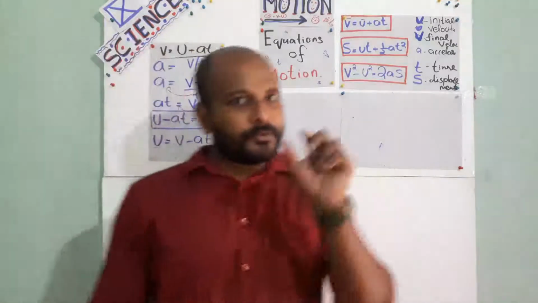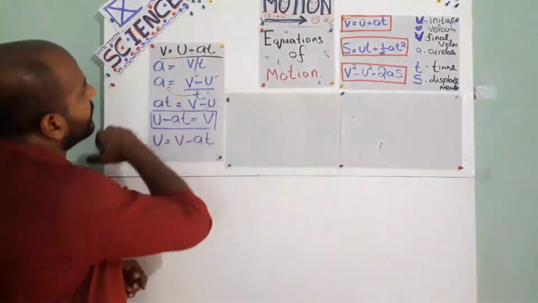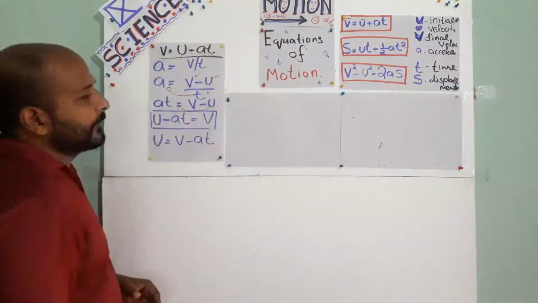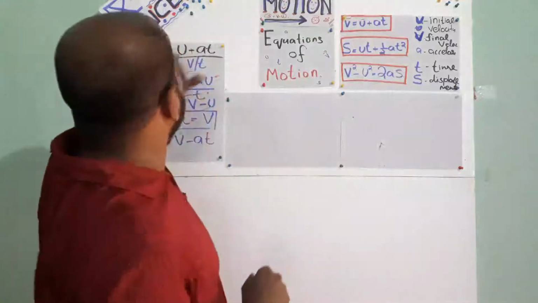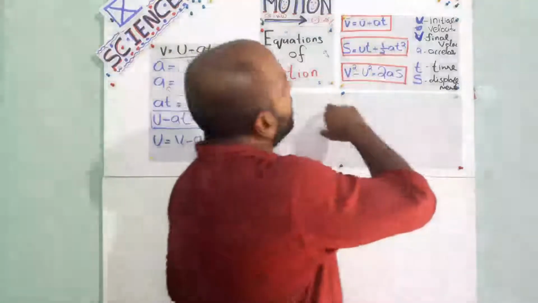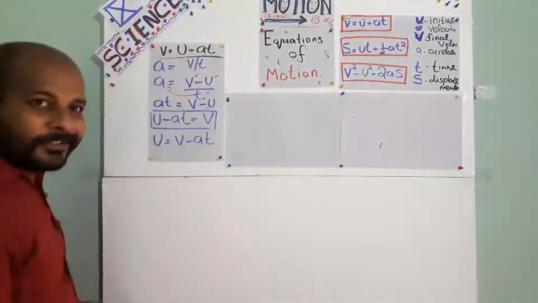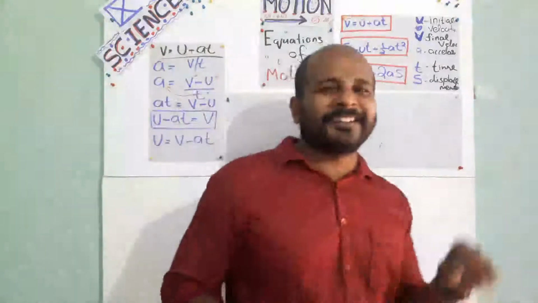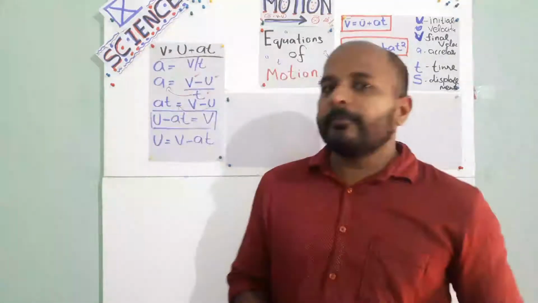You need to substitute each and every term. For example, here v is equal to u plus at. Wherever we see u, we can substitute this same formula. For example, here if we substitute u plus at, what will you get? u plus at is equal to u plus at. Okay, that's not an equation, that's a simple identity. Just joking.